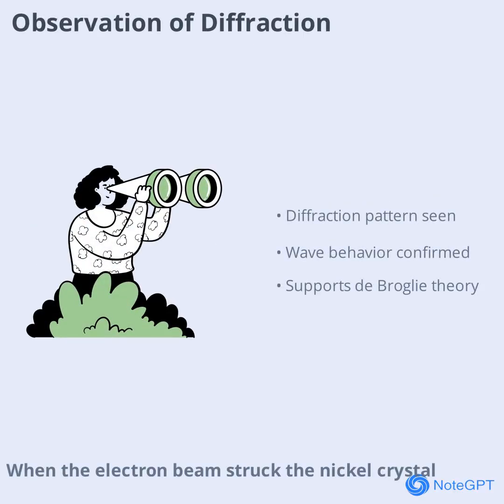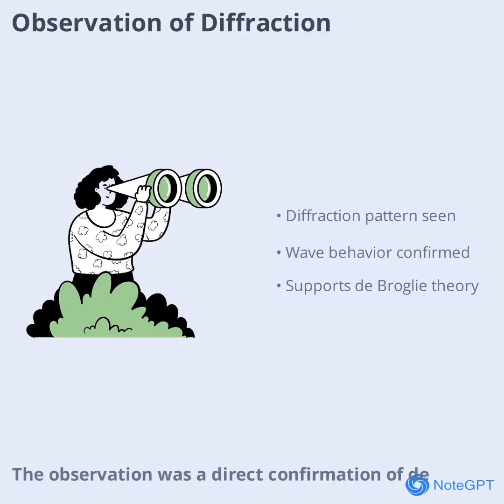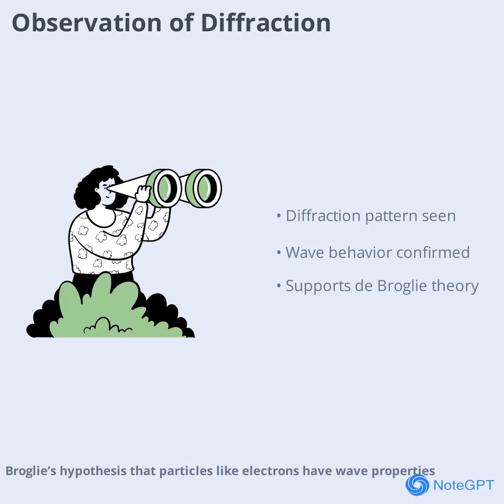When the electron beam struck the nickel crystal, the scattered electrons formed a distinct diffraction pattern, similar to those produced by X-rays. This pattern could only be explained if the electrons were behaving as waves, with a wavelength comparable to the spacing between atoms in the crystal. The observation was a direct confirmation of de Broglie's hypothesis that particles like electrons have wave properties.